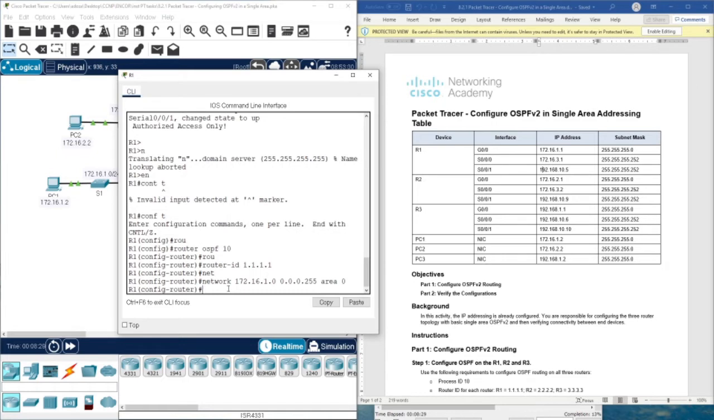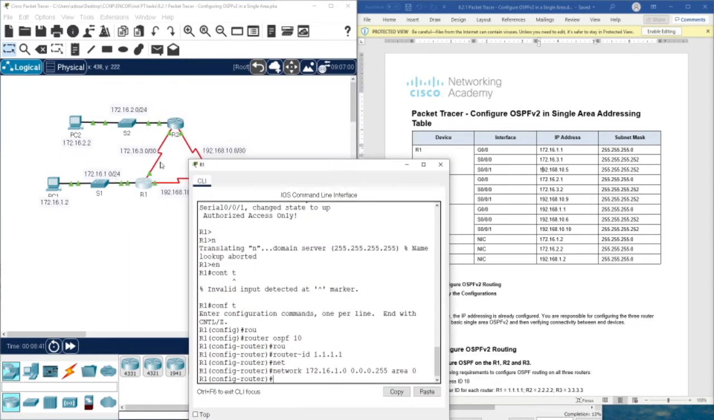Okay, so let's check it one more time: 172.16.1.0, and then the wildcard. Okay, so let's move forward to the next network, which is here, this one.